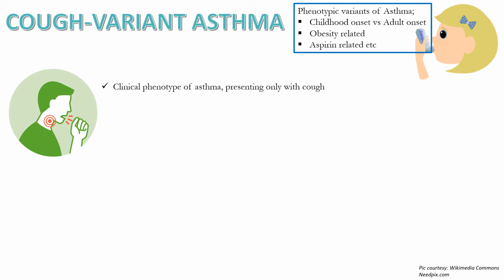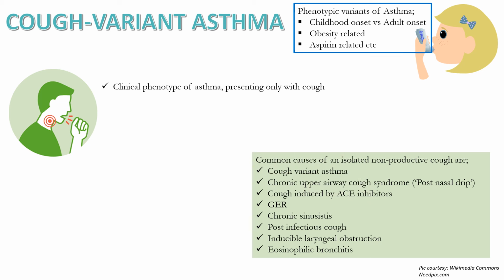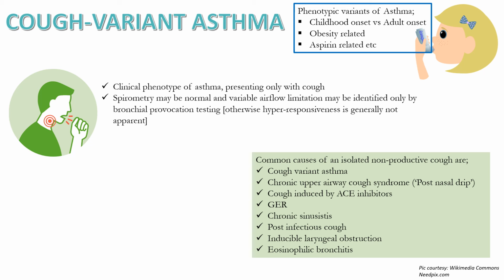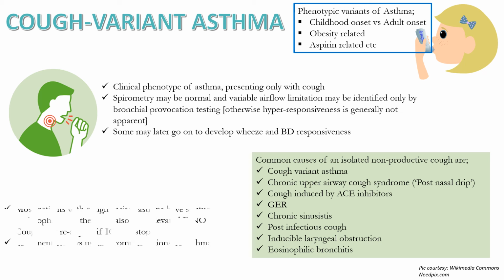There are certain other differential diagnoses which present only with non-productive cough. Besides cough variant asthma, there can be chronic upper airway cough syndrome characterized by post-nasal drip, cough induced by ACE inhibitors, gastroesophageal reflux, chronic sinusitis, post-infectious cough, inducible laryngeal obstruction, and eosinophilic bronchitis. Spirometry may be normal, or variable airflow limitation may be identified only by bronchial provocation testing. Otherwise, hyperresponsiveness is generally not apparent in patients with cough variant asthma. Some may later go on to develop wheeze and bronchodilator responsiveness.